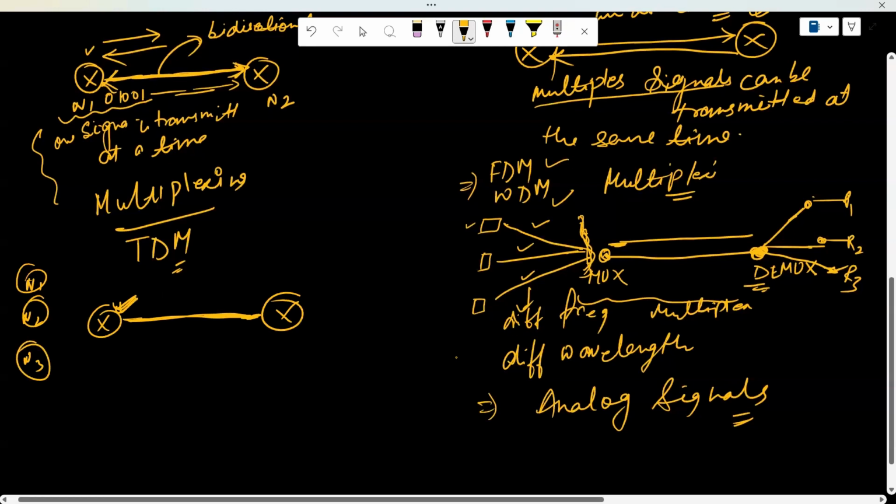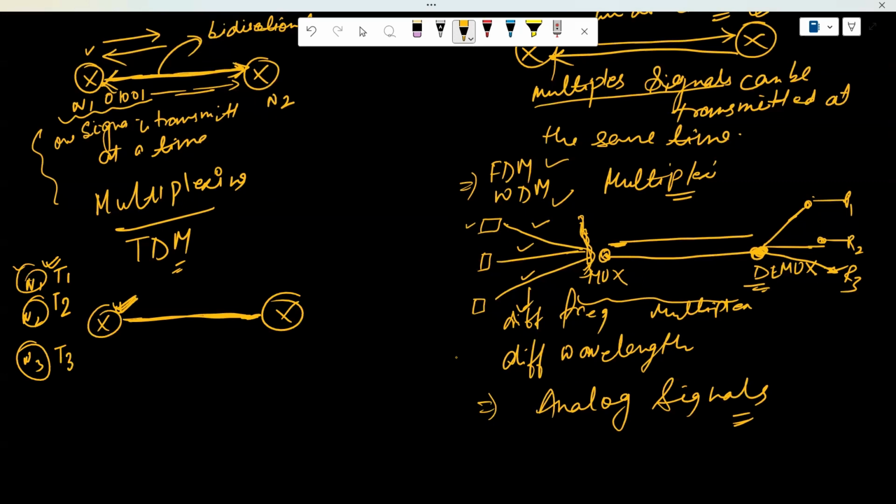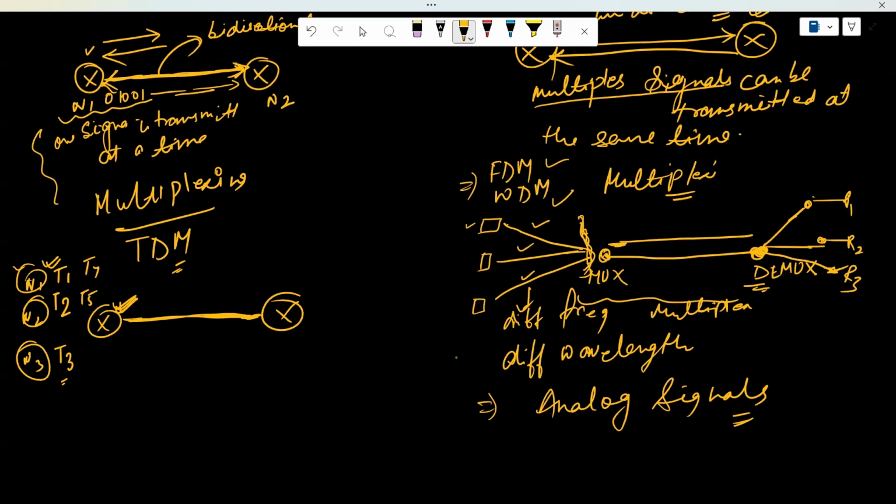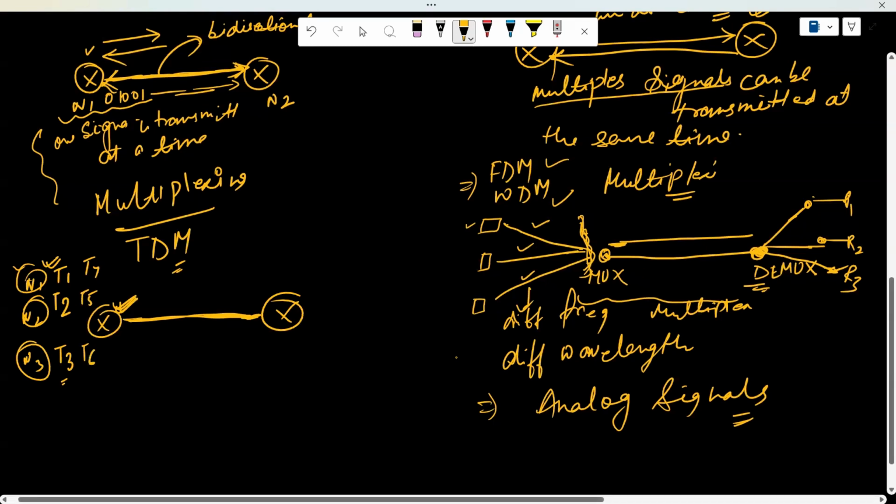If this is the case, every node will be allocated some specific time through which it can send the signal. Suppose the T1 slot is given to node 1, the T2 slot is given to node 2, the T3 slot is given to node 3. Now again, node 1 will get the T4 time slot, node 2 will get the T5 time slot, node 3 will get the T6 time slot, and it repeats like this again. That means it's a round robin technique.